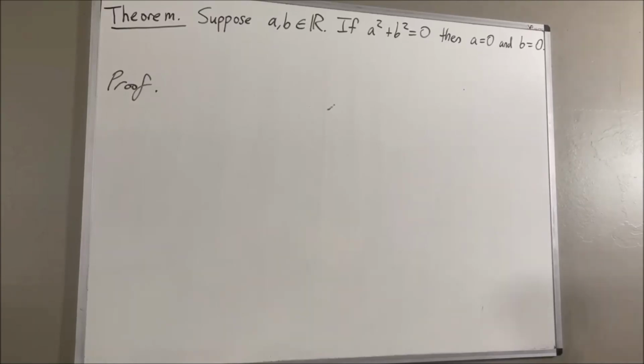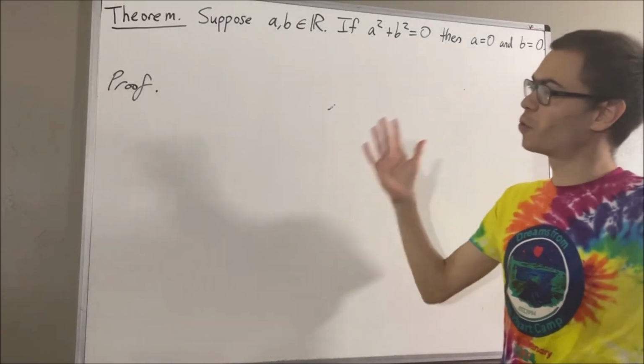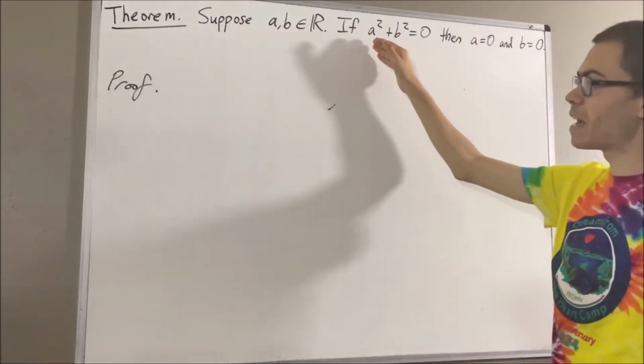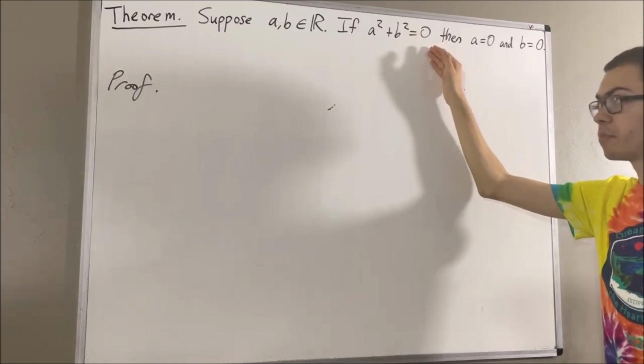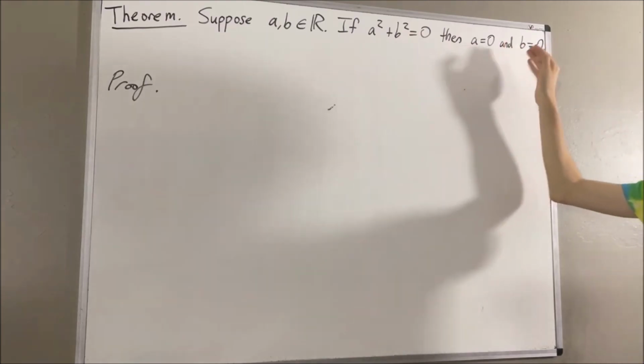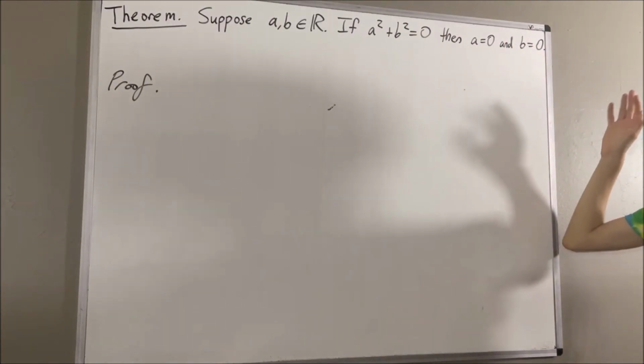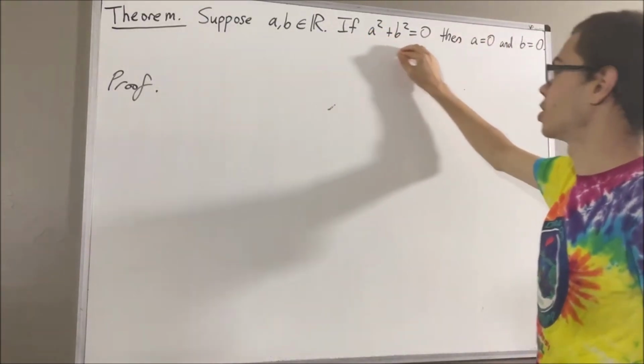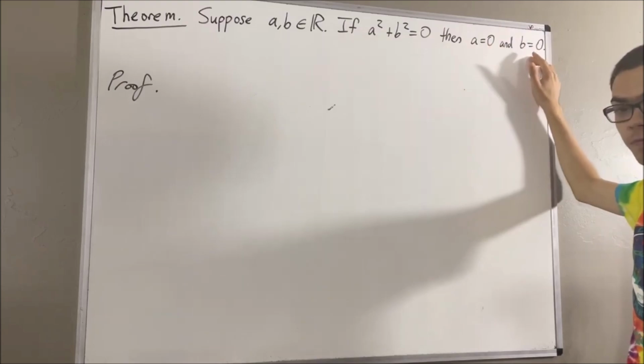Hello! In this video, we are going to prove the following theorem. Suppose a and b are real numbers. If a squared plus b squared is equal to 0, then a is equal to 0 and b is equal to 0. Okay, now we're trying to prove if this is true, then this is true.